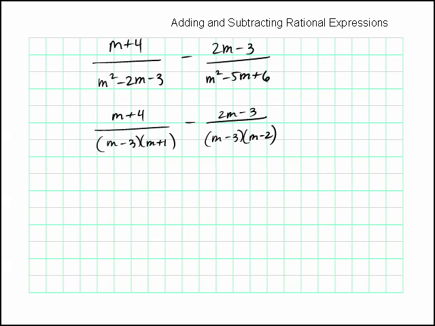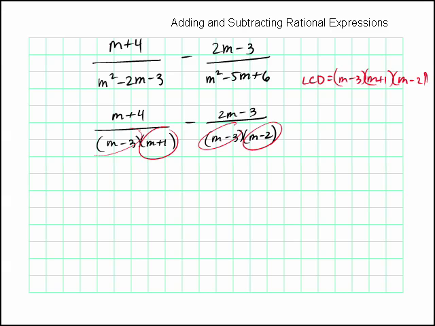The LCD then, I'm noticing I have an m minus 3 here and one here, and so I'm going to need an m minus 3. You don't need two of them because each one is only to the first power. I have an m plus 1 here, so I need an m plus 1. And I have an m minus 2 here, so I need an m minus 2. So my LCD is all three of those factors.